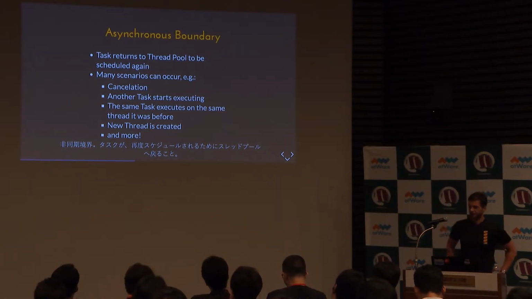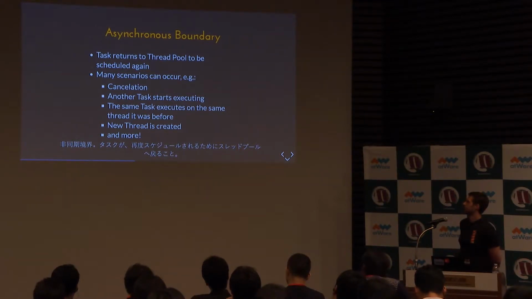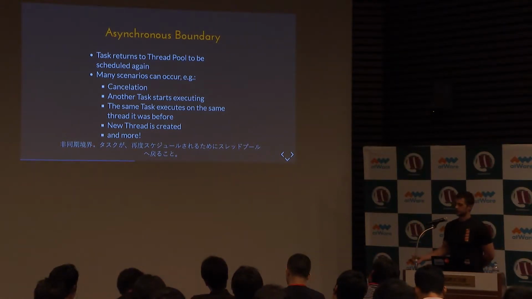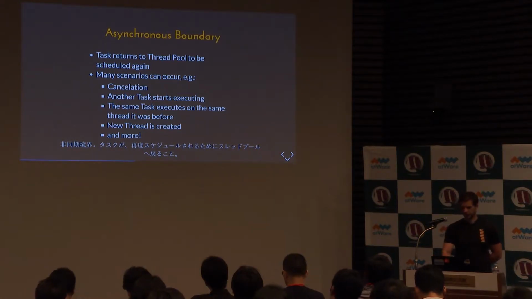For instance, maybe you could figure out that it is supposed to be cancelled. Maybe another task would start executing in its place and the previous one would stay in the queue. Maybe it would do this asynchronous boundary but still end up on the same thread it was before. A new thread might be created or whatever we can think of. It will of course depend on the thread pool and what we do.